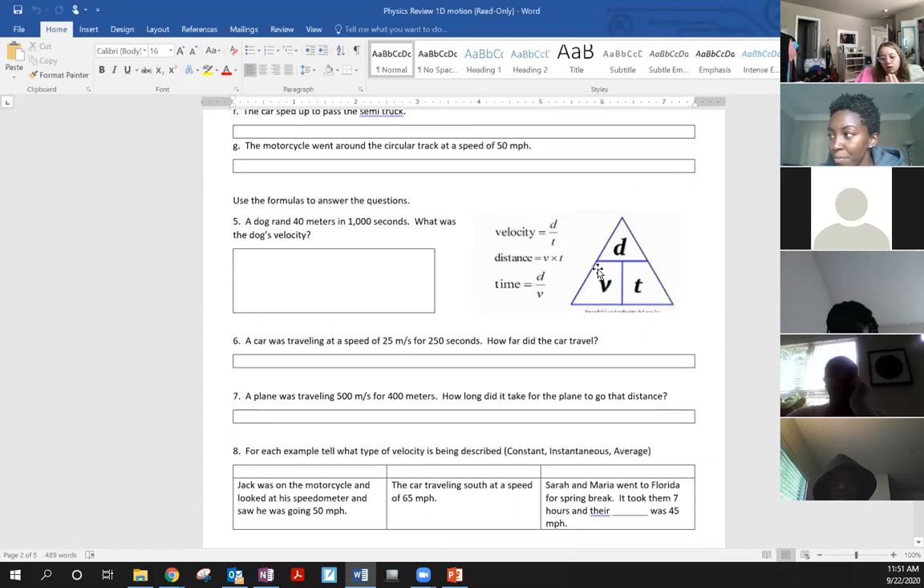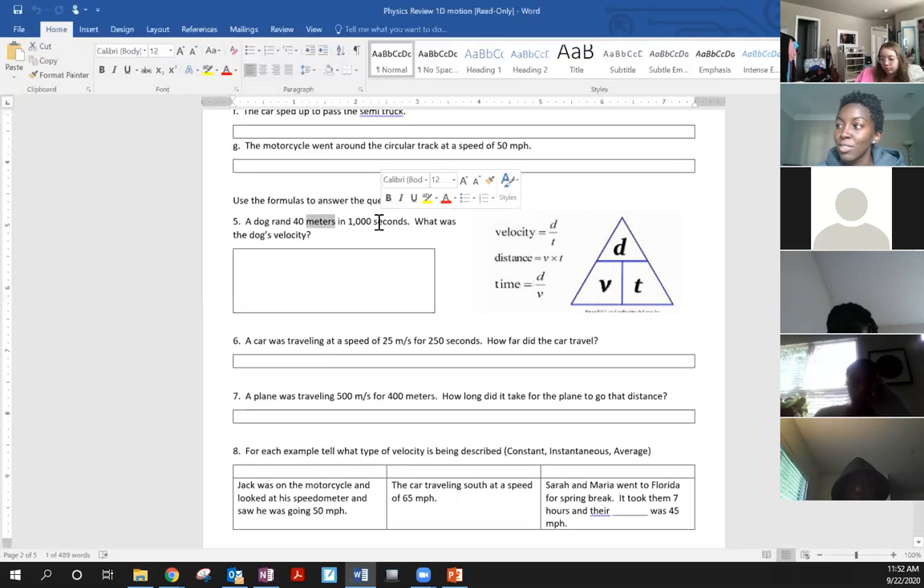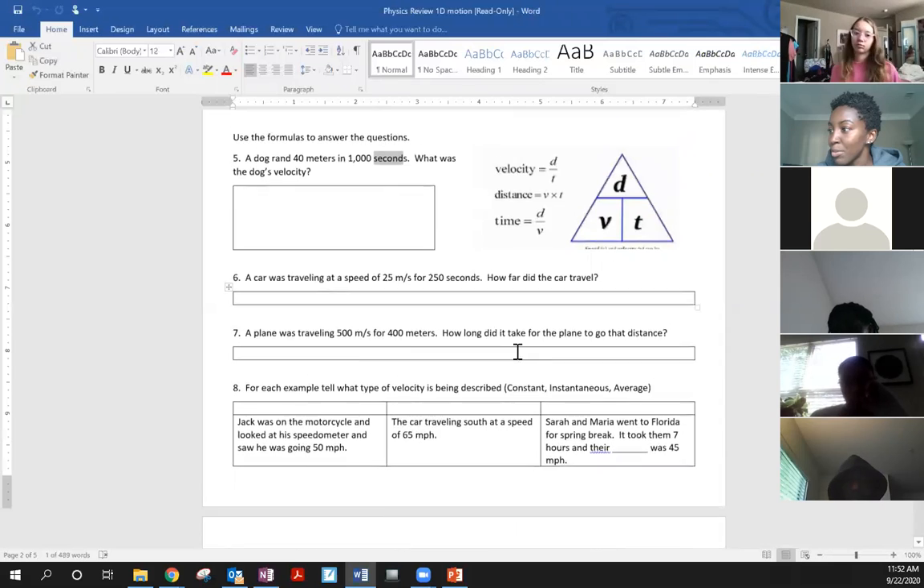Anybody want me to explain how the triangle works? It won't matter because they're right here. If you're looking for a distance, I'm being super nice on this test, okay? It tells you multiply velocity by time. If you're looking for time, it tells you to do distance divided by velocity. If you're looking for velocity, it tells you to do distance divided by time. The only thing you really have to know is if you see meters, that's a distance. If you see seconds, that's a time, okay? So there's a couple of those there.